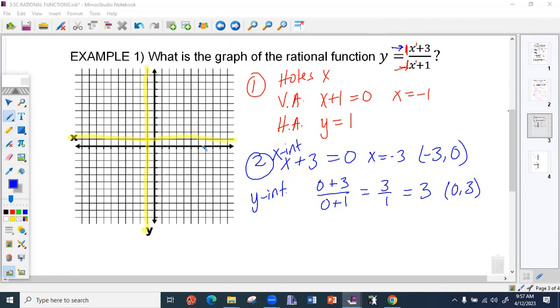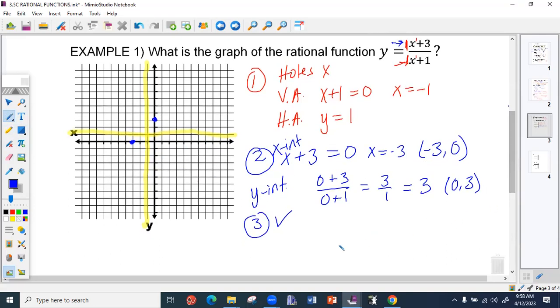Nope, that's reciprocal functions. We have our X-intercept at -3, and we have our Y-intercept at 0, 3. So step 3 is to graph what you already have. Check. Step 4 is to create a table to find other values.